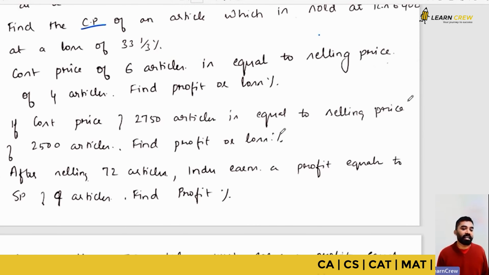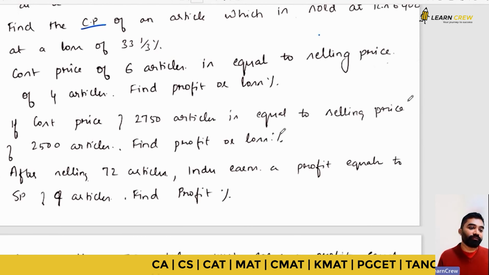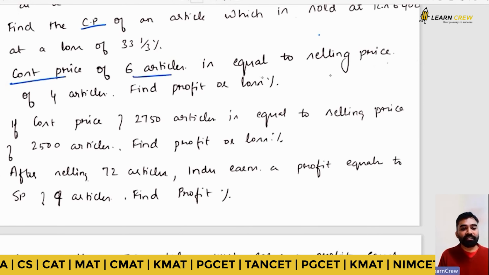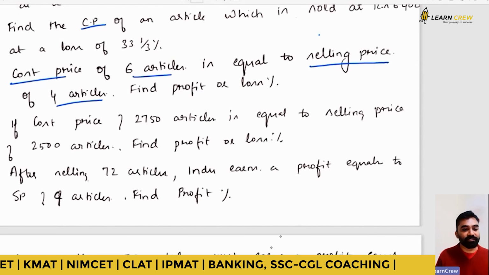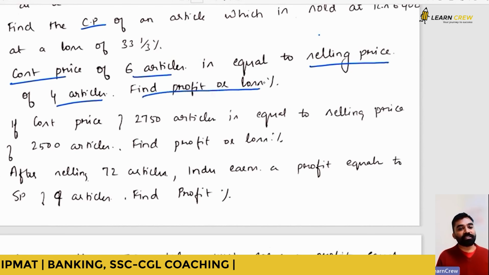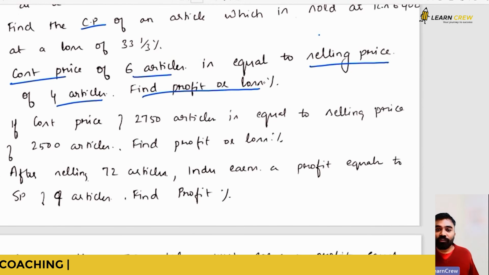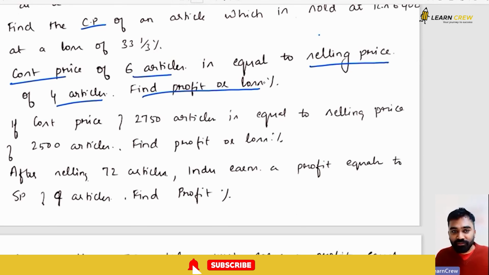Cost price of 6 articles is equal to selling price of 4 articles. Find whether it is a profit or loss percentage. Here they have not given you what percentage is loss, what percentage is profit, what is the cost price, what is the selling price. Nothing is given. They have just given you some ratios. You need to start figuring out from there. How will you do it?